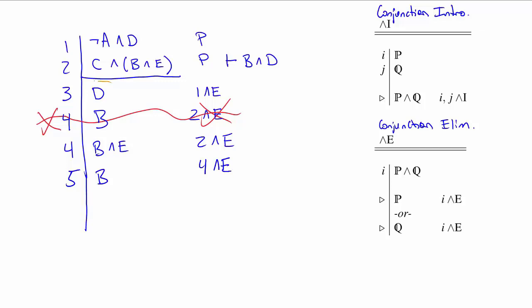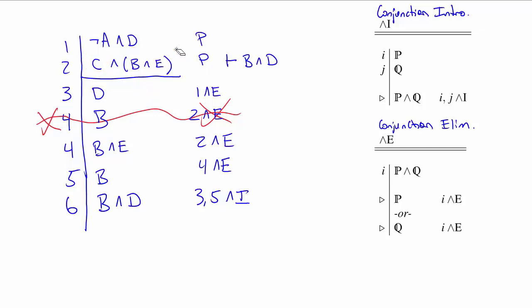Now we have our D in line 3 and our B in line 5, and remember we wanted to get their conjunction as our goal, so all we need to do is apply conjunction introduction to 3 and 5, which will give us B and D. And now we've reached the goal of our derivation. So remember, even if every connective in this formula is a conjunction, we can't reach inside of those parentheses to get the B straight out.